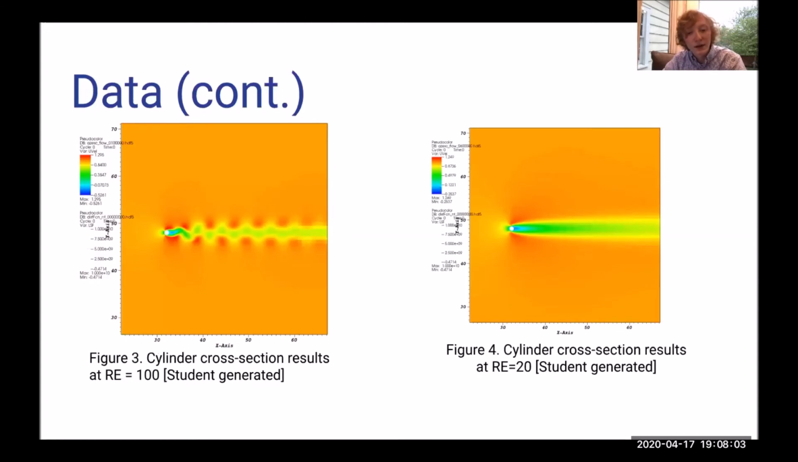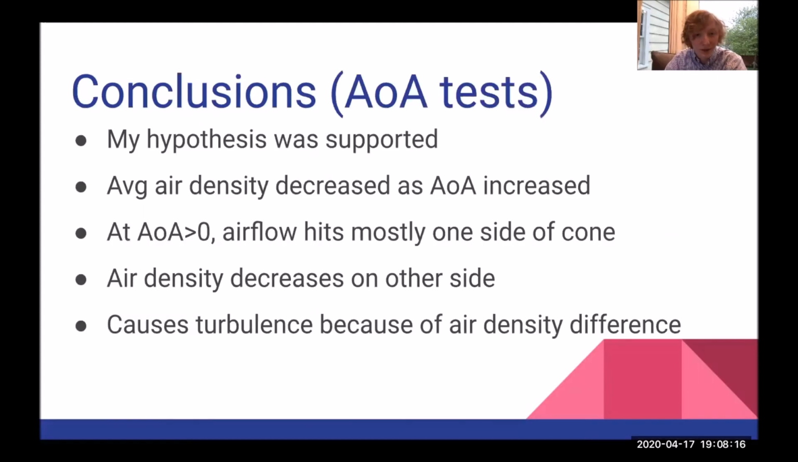For the Reynolds number tests, the left would be at 100 and the right would be at a Reynolds number of 20. And you can see the differences in airflow between the two. The right is more laminar and the left is more turbulent. Now, to conclude my AOA tests, the hypothesis was fully supported.